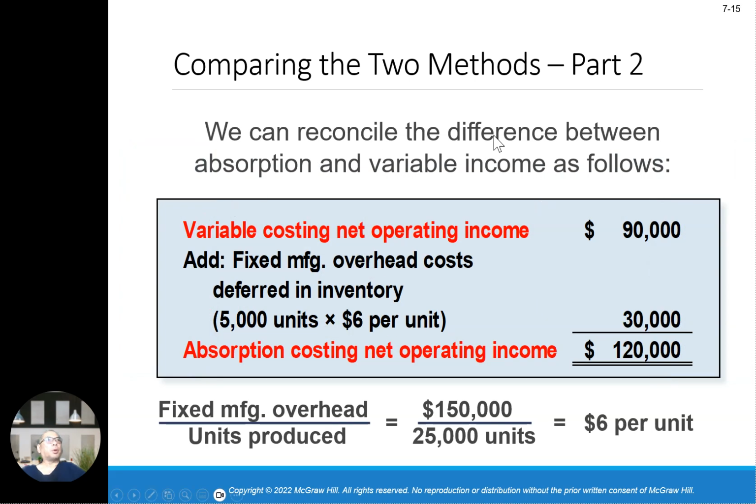Topic number 2, we can reconcile the difference between absorption and variable income as follows. Variable costing operating income, which is 90,000, add fixed overhead, which is 30,000. Absorption costing will be 120,000. Fixed manufacturing overhead will be 150,000 divided by 25,000, which is $6 per unit.